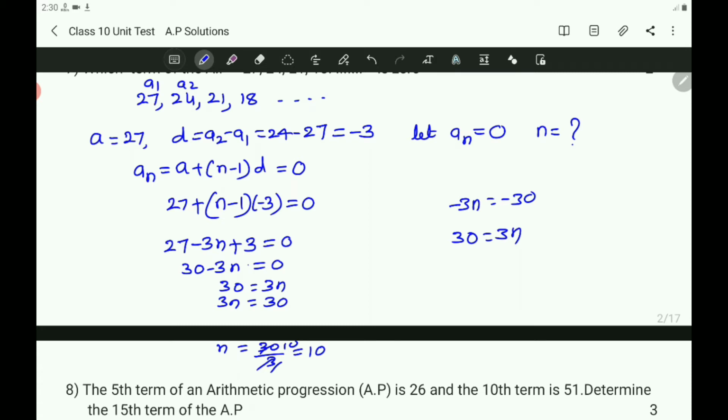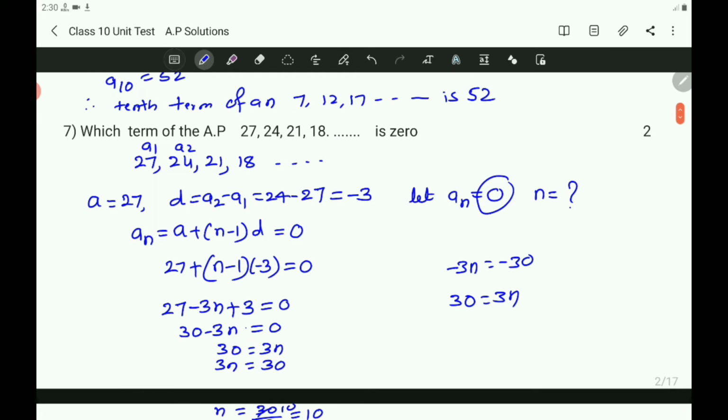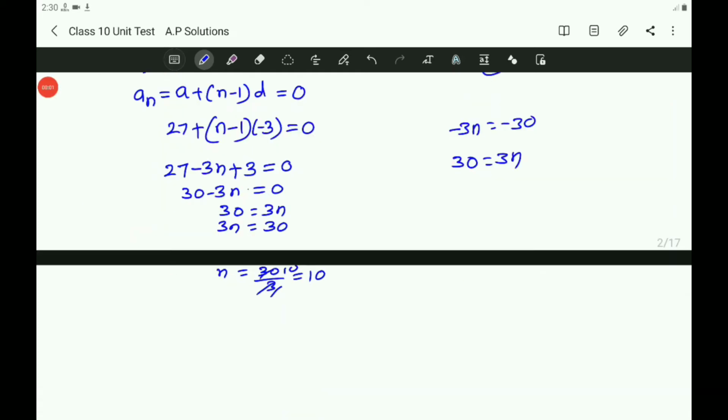Then what can you write here? Here 0 is the 10th term. So you got n equals 10, therefore you write: 0 is the 10th term of the given AP.